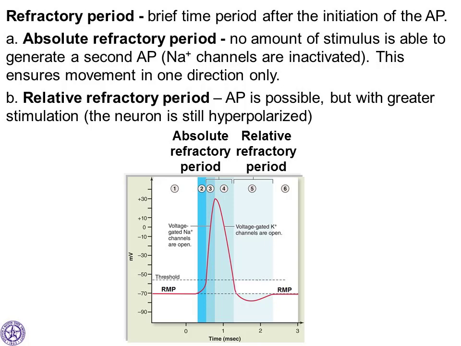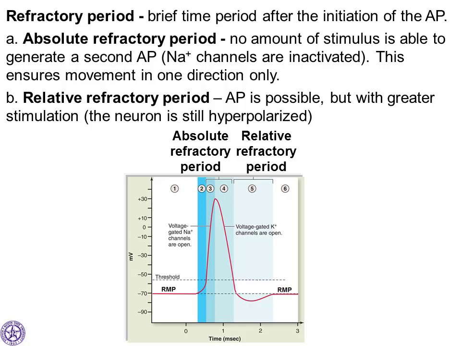That's why we call it the relative refractory period. You can have another action potential, but the stimulus is going to have to be bigger than normal. If it's not bigger than normal, if it doesn't reach minus 55, no bueno, no action potential.